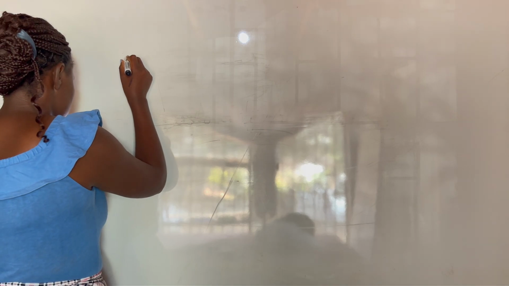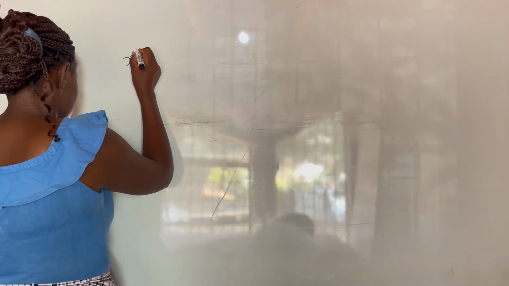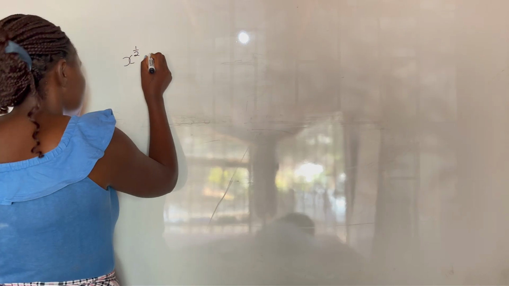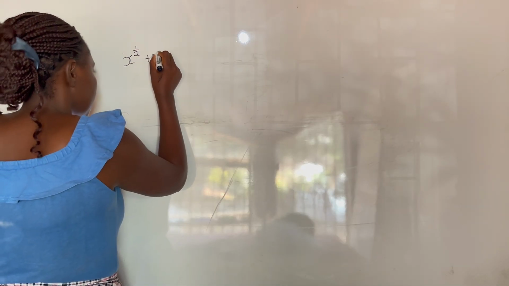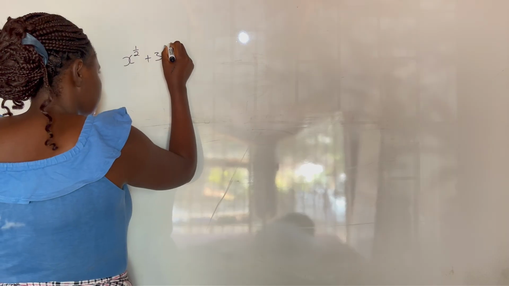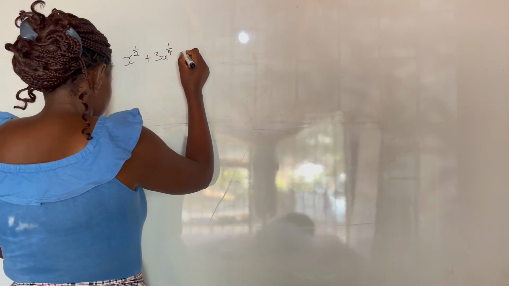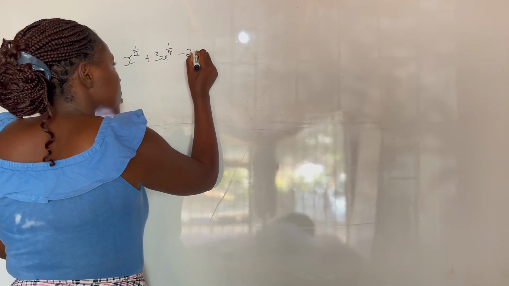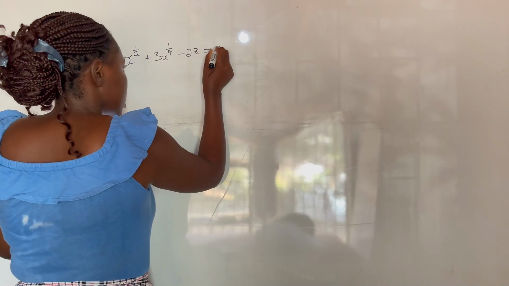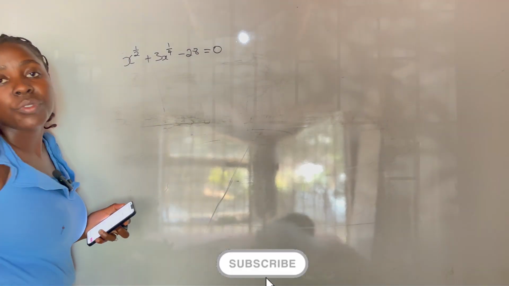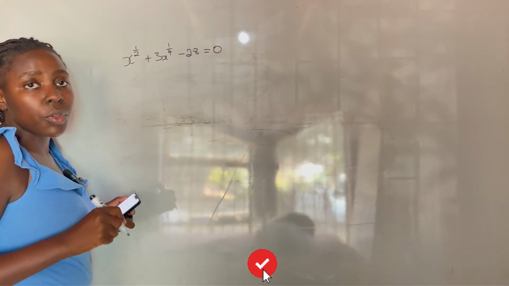Now we're going to the other question, which is question 1.1.3, which says x to the power 1/2 plus 3x to the power 1/4 minus 28 is equal to 0. What we have to do is to solve for x using the method of factorization.